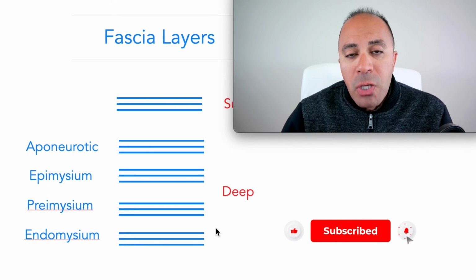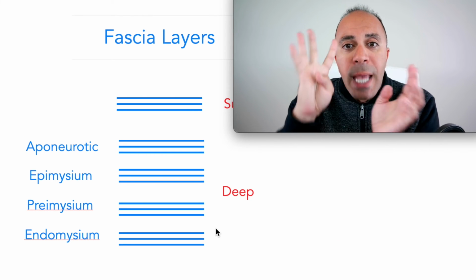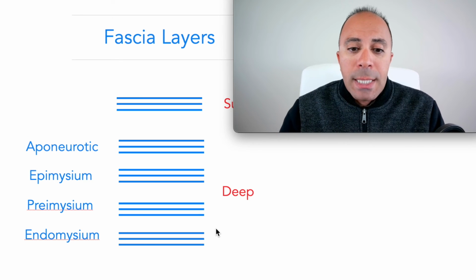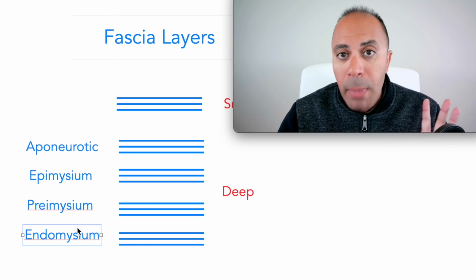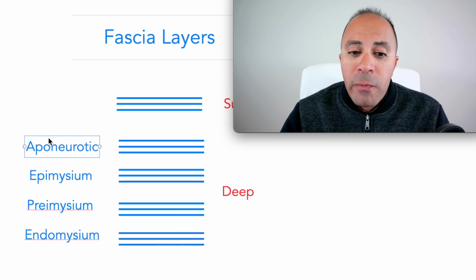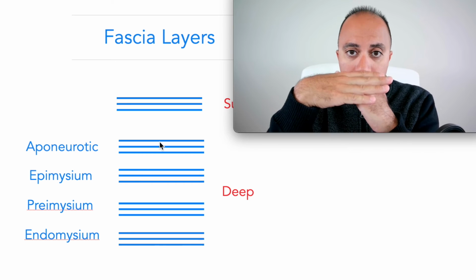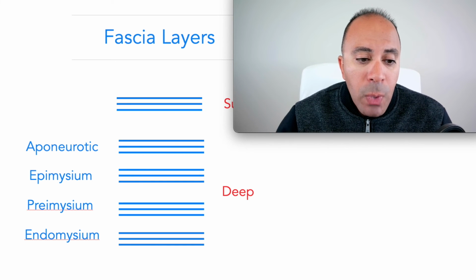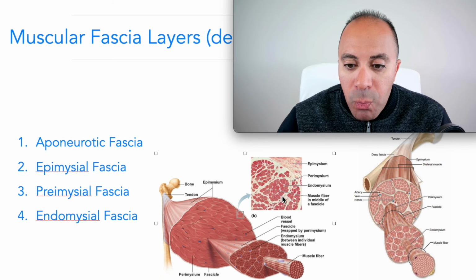So the fascia layer is divided into 2 main categories, superficial and deep layer. And the deep layer is actually divided into 4 subcategories. You can see here the deep layer divided into aponeurotic fascia, epimysium, perimysium, and endomysium. To make things more complex, each of those layers has 2 to 3 sub-layers on top of each other. So when we look at the fascia system, you will see here the epimysium wrapping each individual muscle, then the perimysium wrapping a group of muscle fibers, and each individual muscle fiber wrapped with the endomysium.